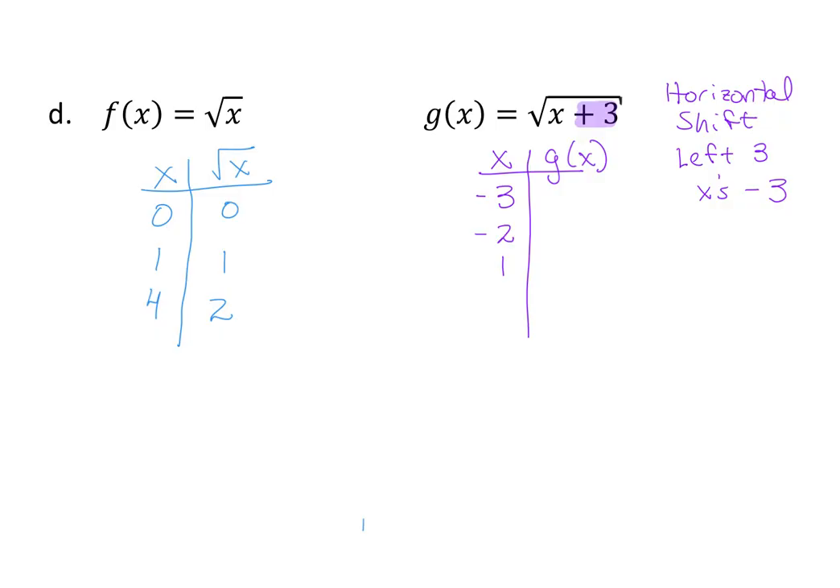We don't have anything on the outside of our function, and so all of our y's are going to stay the same. So we're going to get 0, 1, and 2. And if we check this, if we plug in negative 3, we get negative 3 plus 3 is 0. Square root of 0 is 0. If we plug in negative 2, we get negative 2 plus 3 is 1. And the square root of 1 is 1. If we plug in 1, we get 1 plus 3 is 4. And the square root of 4 is 2.